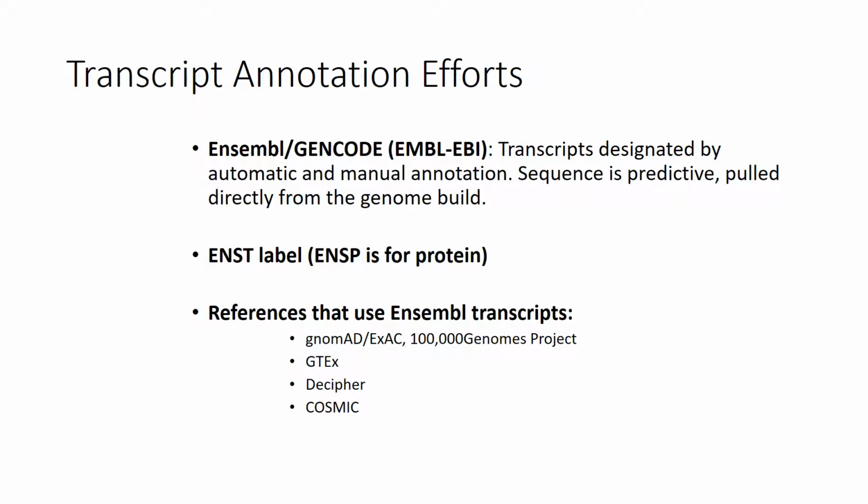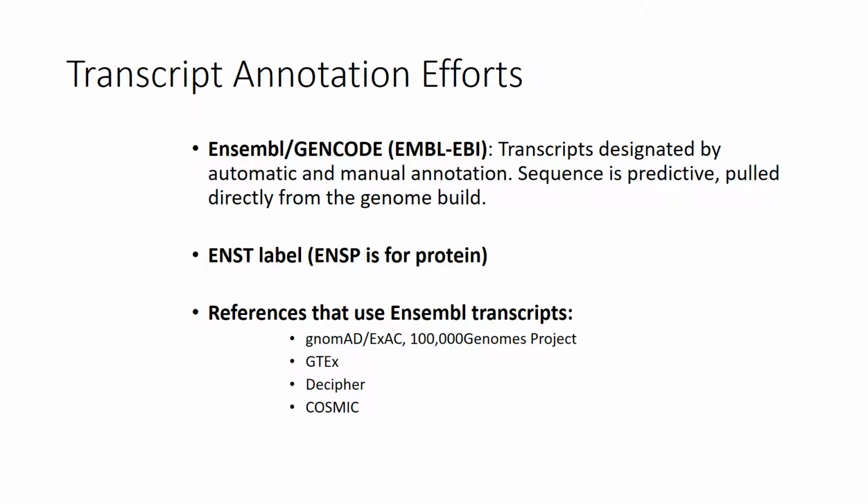I'll now take some time to discuss the most commonly used transcript annotations. The first set is the Ensembl and GENCODE set, which is annotated by NCBI. This was previously largely done in an automatic fashion, but Ensembl curators have informed me that more and more manual curation is being used for these transcripts. They are pulled and aligned directly to the genome build. As I'm sure you've seen before, they are labeled with the ENST label. ENSP is for the translated protein product.